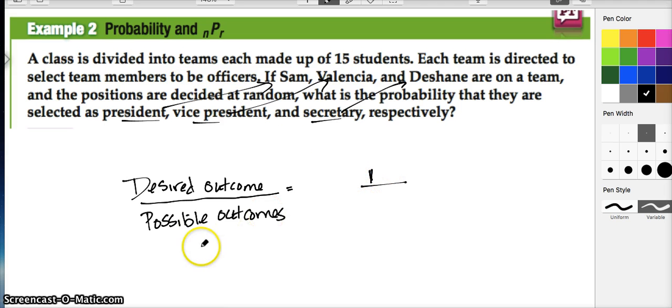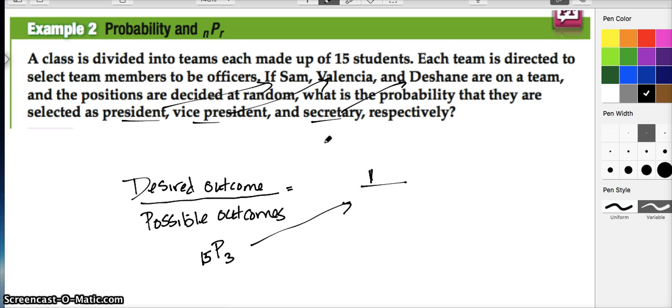Now the denominator, all the possible outcomes, will be the ways that you can choose out of 15 people, where order matters, 3 different scenarios, or like three different people. So this would be all of our possible outcomes.